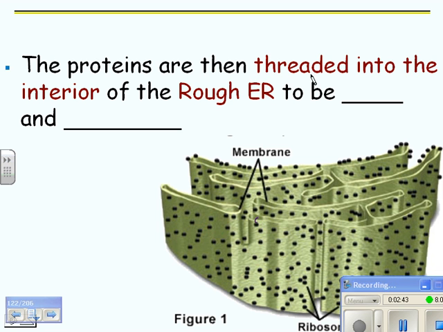So the proteins are then threaded into the interior of the rough ER to be modified. So add a little bit of maybe a few glucose molecules onto it, or add a lipid onto it or something, and then transport it to where you need it to go.